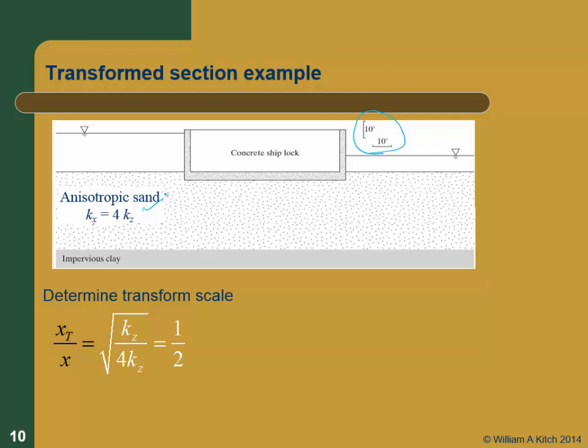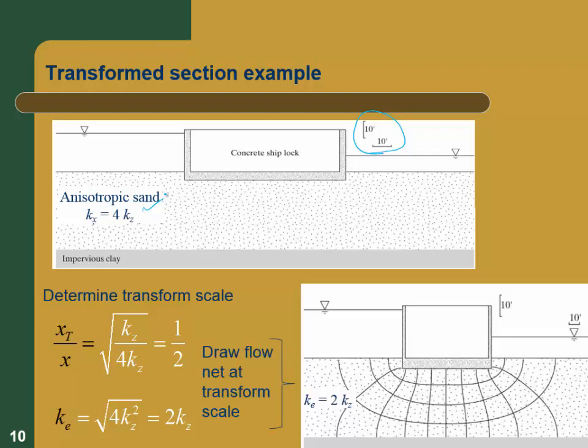So now what I want to do is redraw this figure to a scale where x transform is 1/2 of the original x. Oh, and I've got an equivalent hydraulic connectivity that's twice the vertical hydraulic connectivity. So now I'm going to draw a new flow net. Notice that my x scale here is now half of the x scale up there. All I've done is redraw the whole figure with the scale of x half of what it was before. Now I'm going to draw my flow net, same flow net I had before. So that's the way it looks in the transform space.